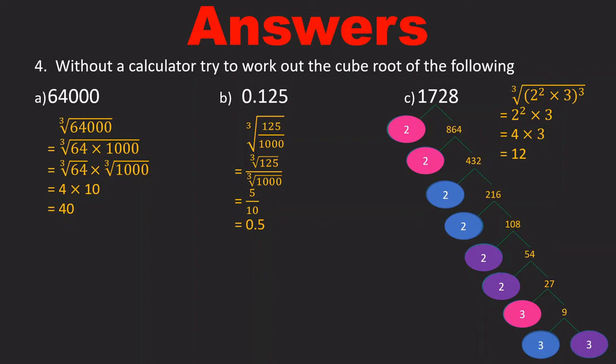You should get 1,728. Now this question C was a really advanced level question, but it's really interesting to see how you can break any number down into its prime factors to see what it's made of, and then from there work out what it could be divided by.